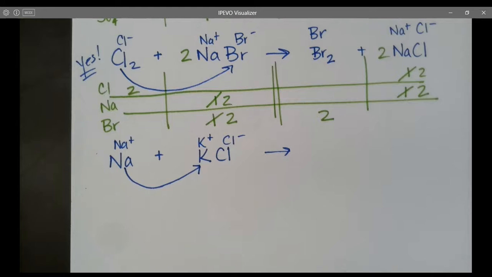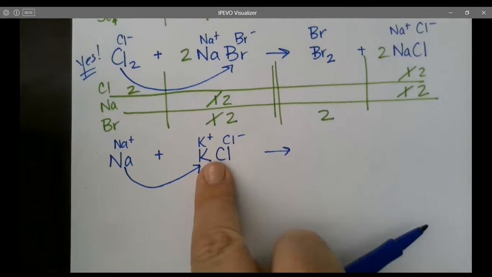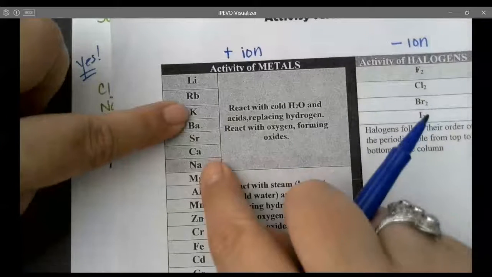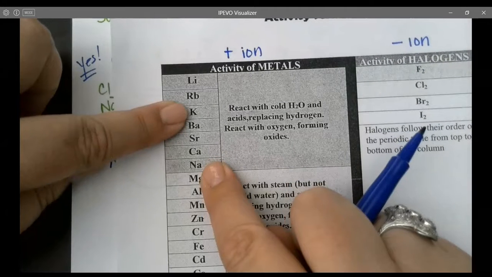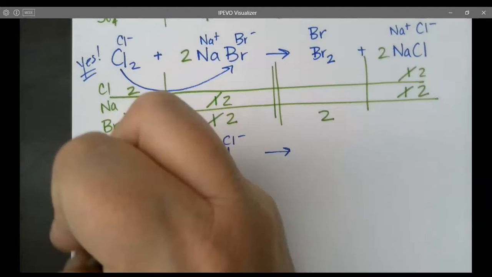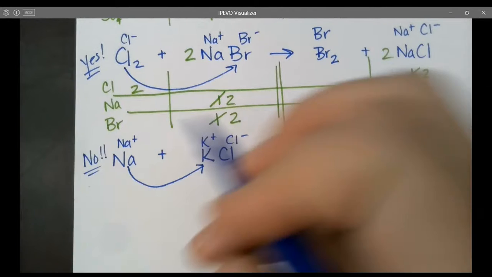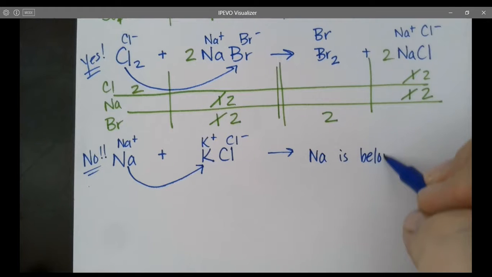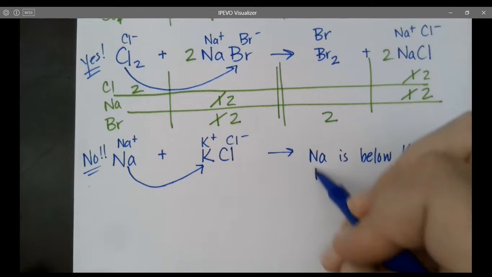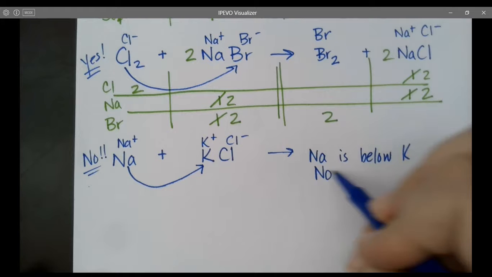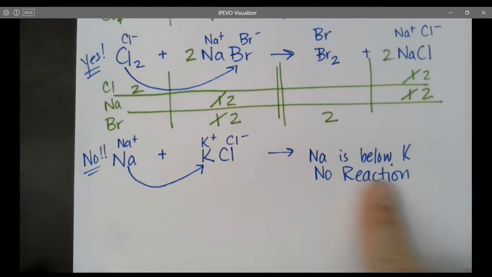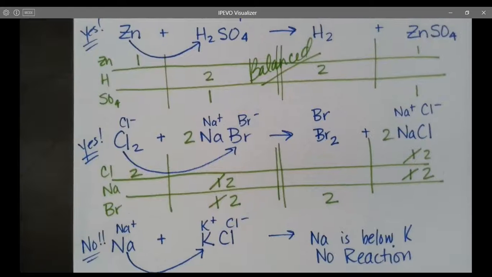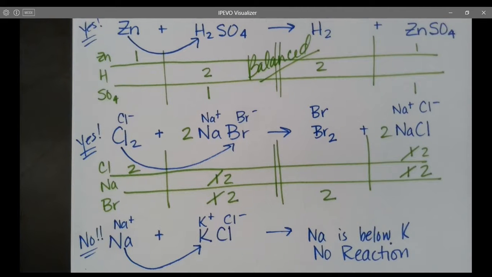So now I've got to go look at my activity series. Is Na higher than K? I see K. Here's Na. Na is below K. So no, this cannot happen. So no reaction. This will not take place. Okay? So again, just 3 practice problems here to look at.